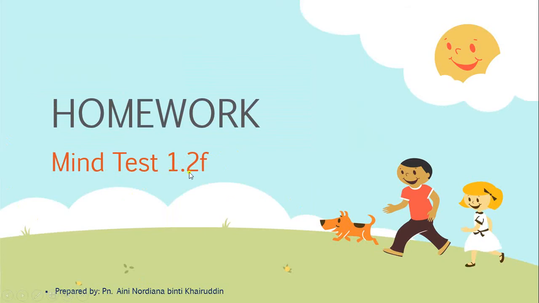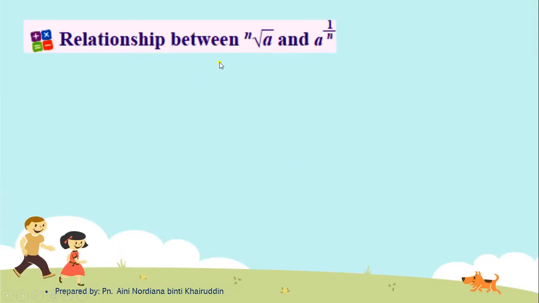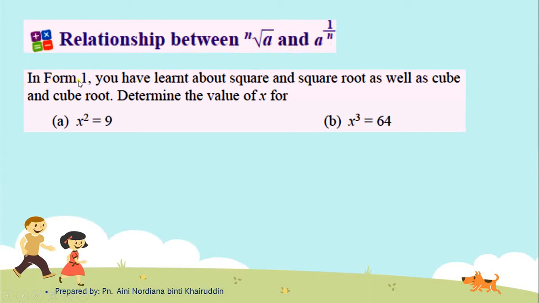Mind test 1.2f. So our second learning standard for this video: determine and state the relationship between fractional indices and roots and powers. So what is the relationship between n root of a and a to the power of 1 over n? In Form 1, we have learned about square and square root as well as cube and cube root. Determine the value of x for A, x squared equals 9. B, x cubed equals 64.